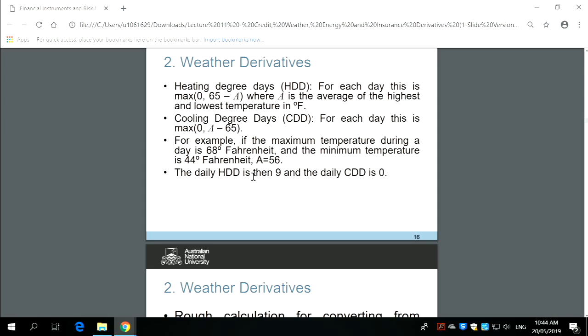Asian option. Yeah, you can think of this kind of like an Asian option, because we're not interested in, let me think about this. Yeah, you can think like that. So any other question about the weather derivative?